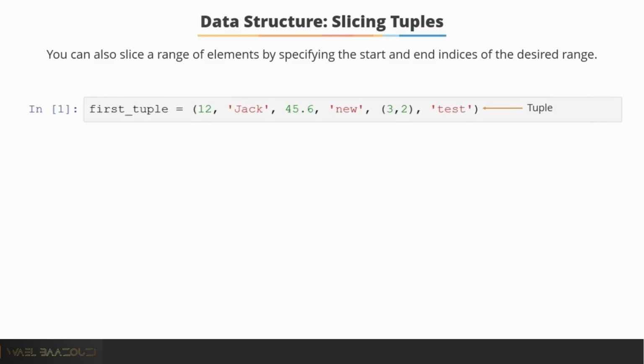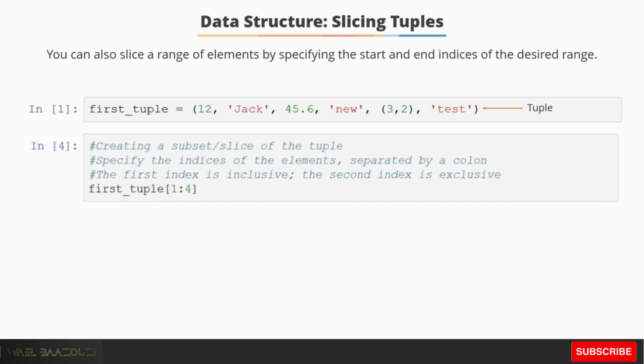You have seen how to access individual elements in a tuple. You can also access a range or slice of elements within a tuple. Slicing allows you to create a subset of the tuple. To slice a tuple, mention the indices of the first element and that of the element immediately after the last element. This is because while the first index is inclusive, the second one is not.